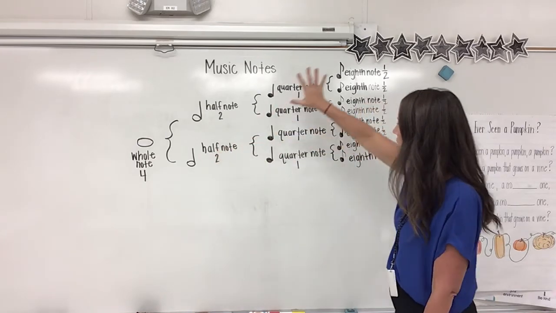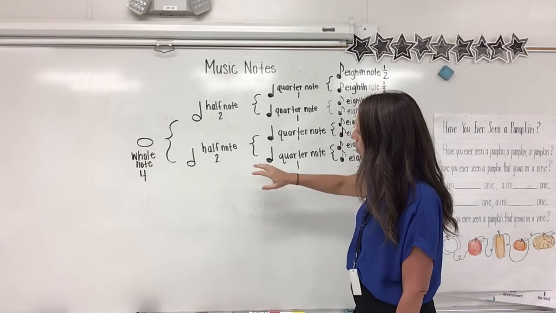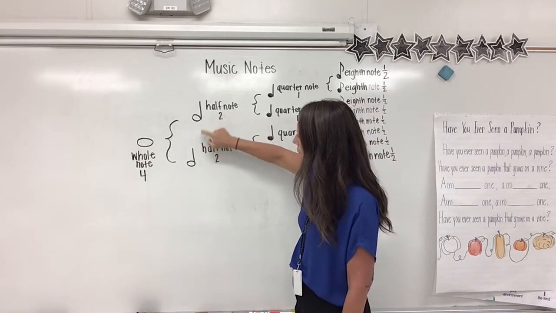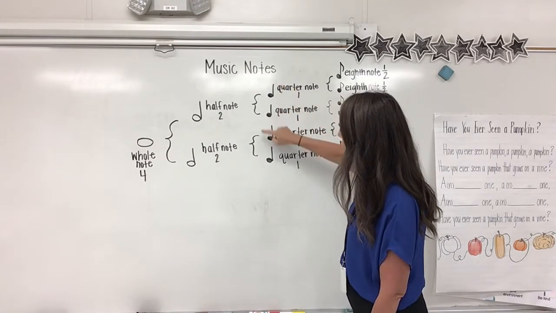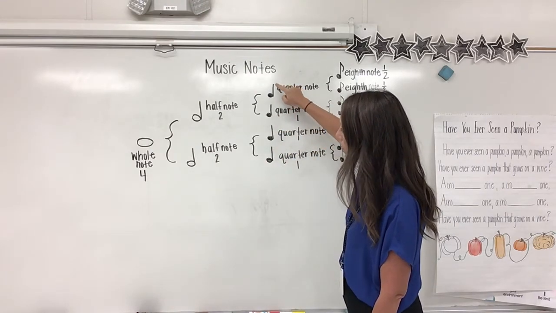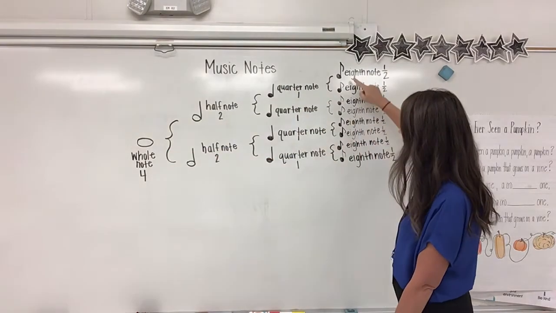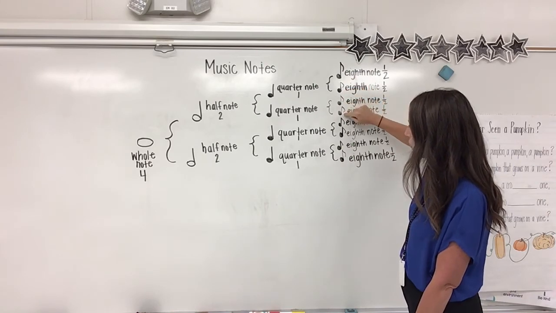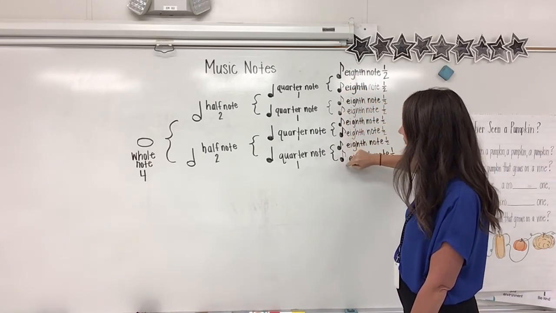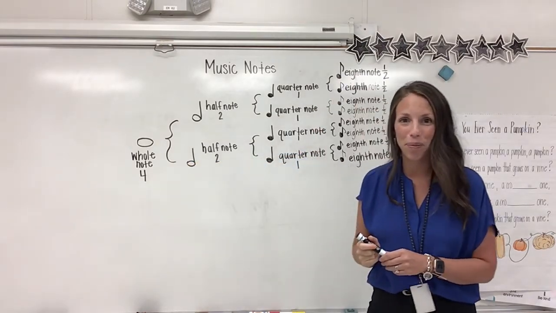So if we look at this whole map together, we can see that 2 half notes equal a whole note, 4 quarter notes equal a whole note, and how many eighth notes equal a whole note? 1, 2, 3, 4, 5, 6, 7, 8. 8 eighth notes equal a whole note.